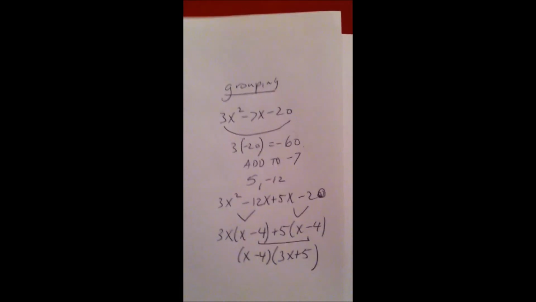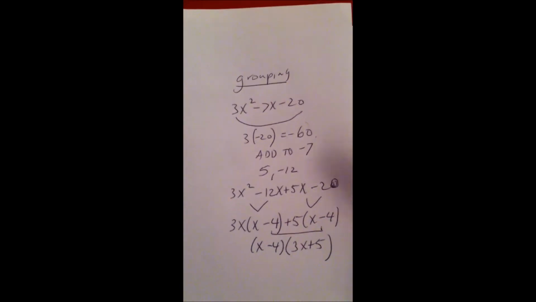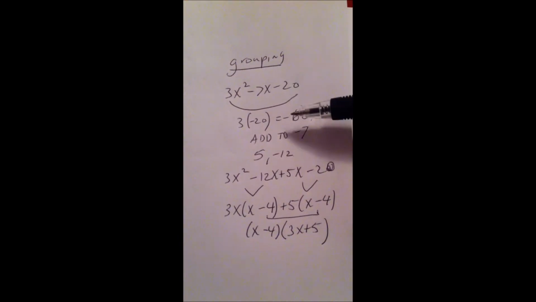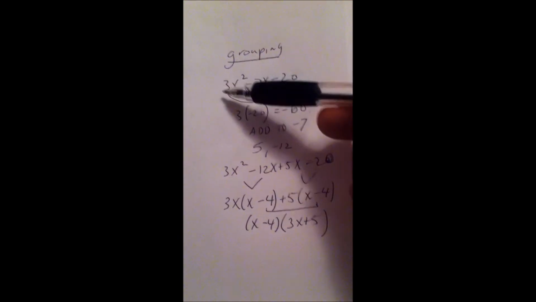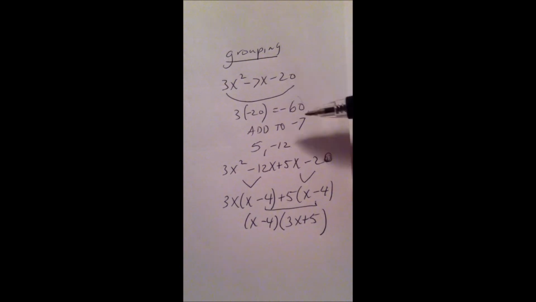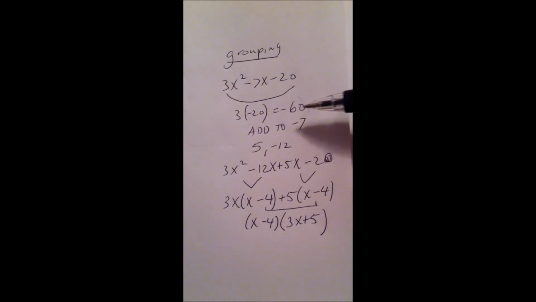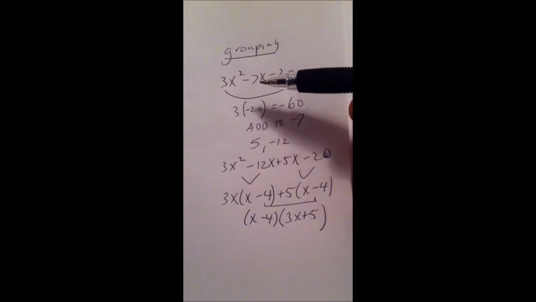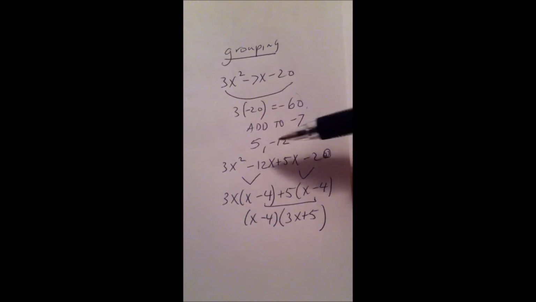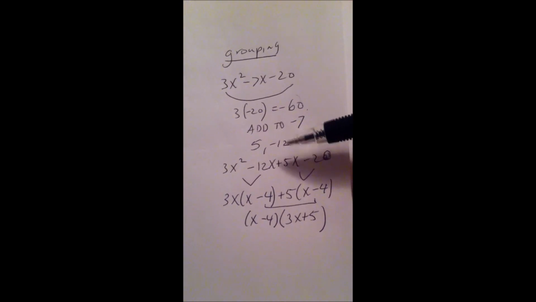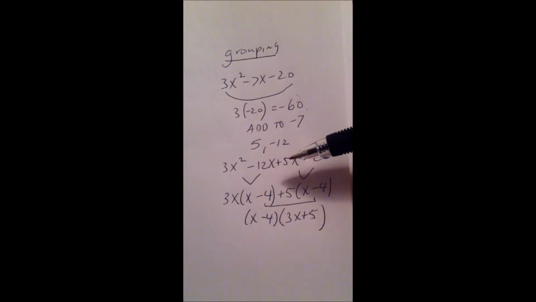So we're going to have to do grouping. In order to do grouping, we need 4 terms. We only have 3 here. So you multiply the 3 times the negative 20 and you get your negative 60. We need factors of negative 60 that add up to negative 7. That happens to be your 5 and your negative 12. You can put it in any order. It doesn't really matter. It's all going to work out in the end.